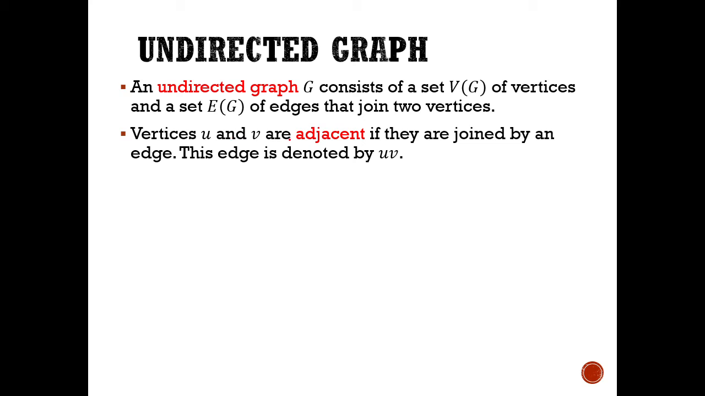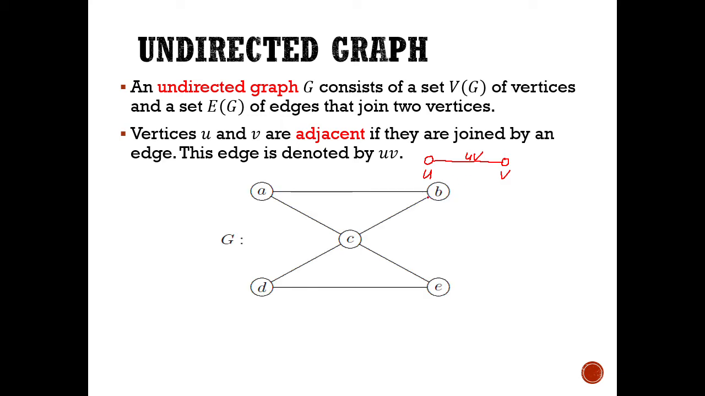Vertices U and V are adjacent if they are joined by an edge. This edge is denoted by UV. So for example, this is the vertex U and this one is the vertex V. Then this line segment joining them is UV. Now we can also refer to this as VU because the relationship is two-way. Now let's take a look at this example. Let me erase the drawing.